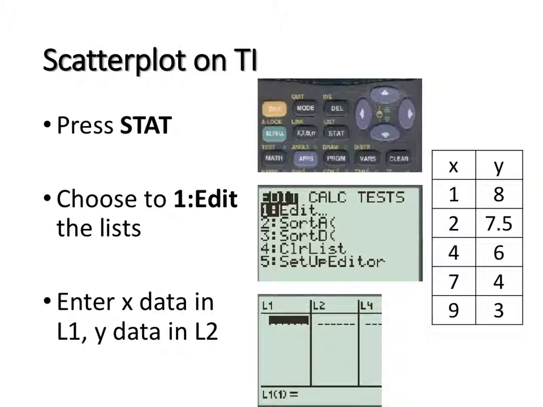To create a scatter plot on our TI, we're going to start out with the statistics button, right here underneath the delete key. When you press the statistics button, you'll get a menu that looks like this, and we choose the first option to edit. We put our X data into list 1, and our Y data into list 2.